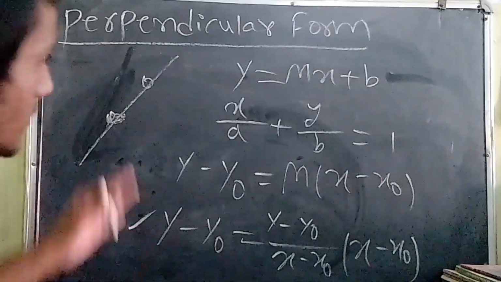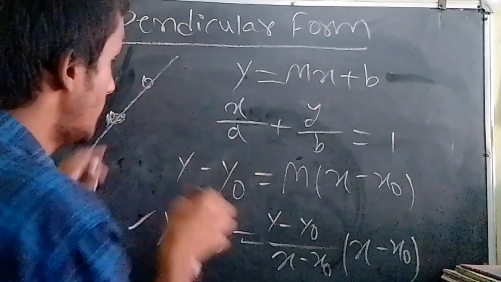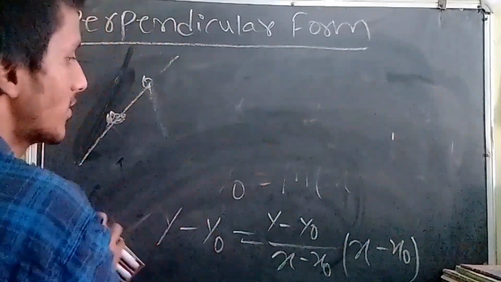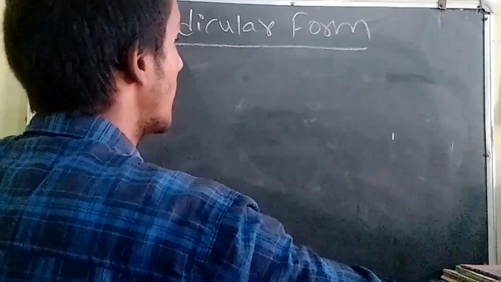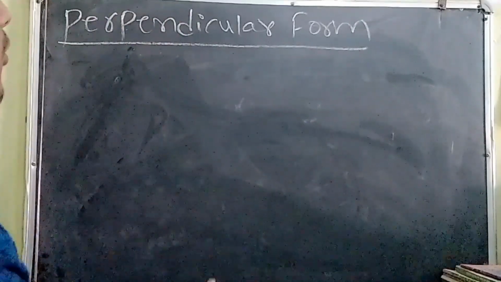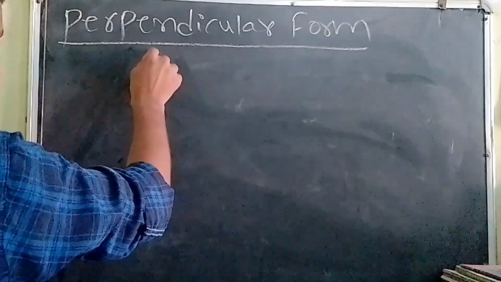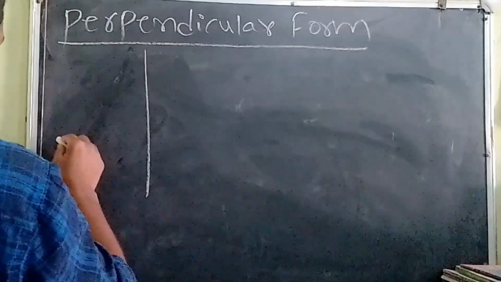That was a little recap. Let's move on to our topic. So these four forms we talked about, this is the fifth form of equation of straight lines. So what does perpendicular form mean first? You'll understand from the figure, so let me draw the figure first.